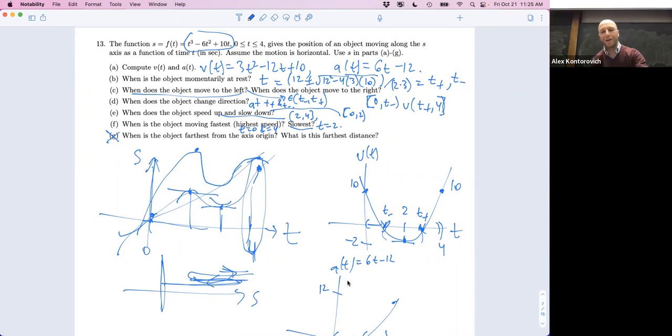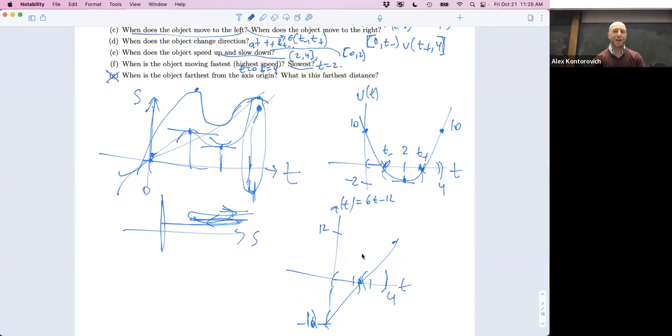It's also the solution, the slowest will be when the acceleration is 0, because that's when the velocity changes from decreasing back up to increasing. So that is the solution. Instead of looking at a picture, you just say when the acceleration is equal to 0 at t equals 2. Therefore, that's when the velocity changes from decreasing to increasing. So that'll be the smallest velocity.